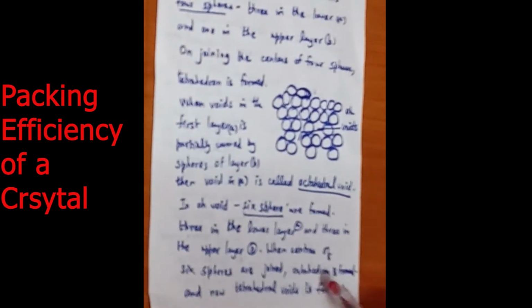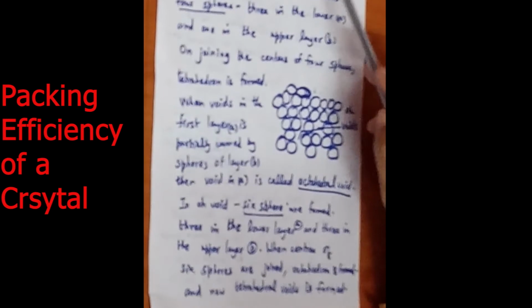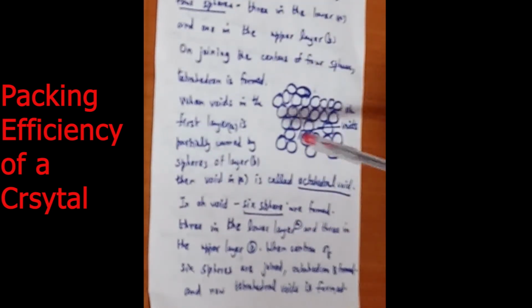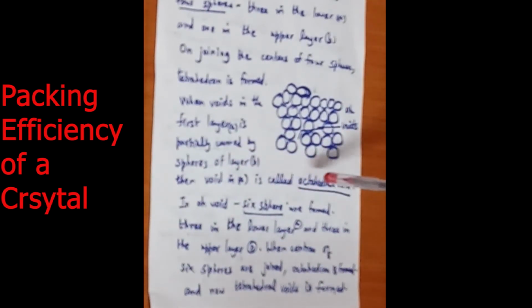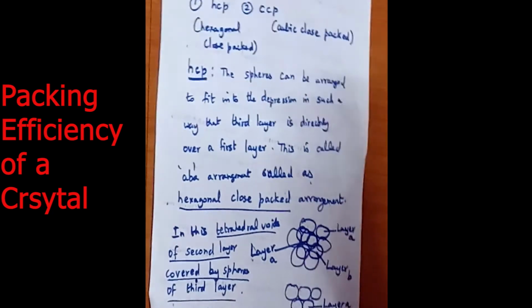So an octahedron forms, and there is a chance for new tetrahedral voids to form. What you need to know is that if the sphere of the second layer is above the hole of the first layer, a tetrahedral void forms. When the voids in the first layer are partially covered by the second layer sphere, it is called an octahedral void. When the centers of the 6 spheres are joined, we get both tetrahedral and octahedral voids. Voids are holes.